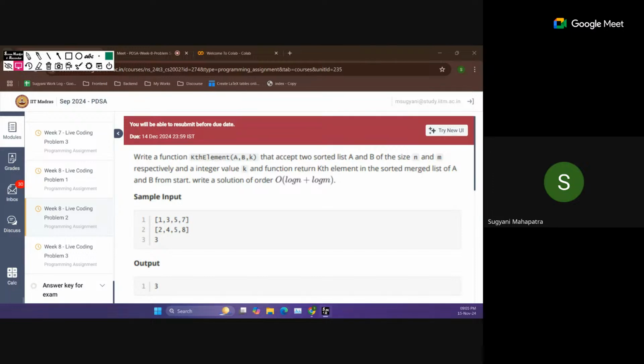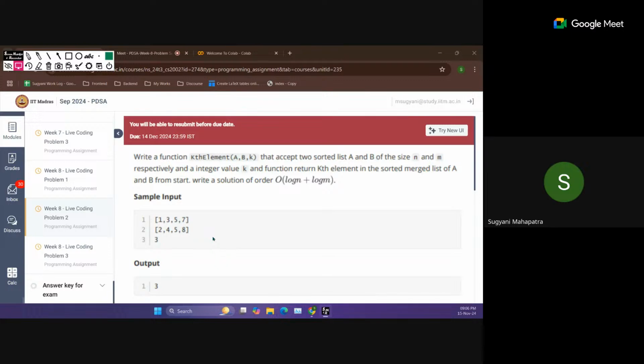So you merge the array and you start from the left. For example, if my k is equal to 3 and if we merge these two lists, we will have 1, 2, 3, 4, 5, 5, 7, 8, right? So what will be the third element? The third element will be at the location of 3 minus 1, that is 2. So at index 2, we will have 3 and the output should be 3. But if I am asking for the sixth element, then you have to look at the fifth index, which will be 5. Okay, so that is the question.